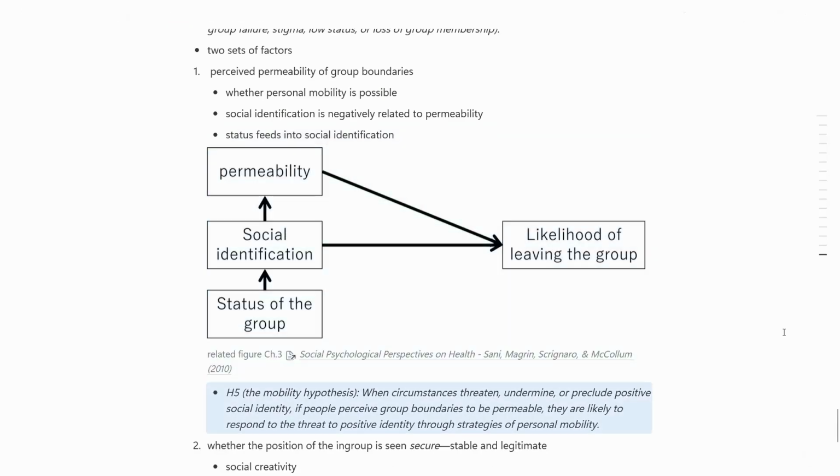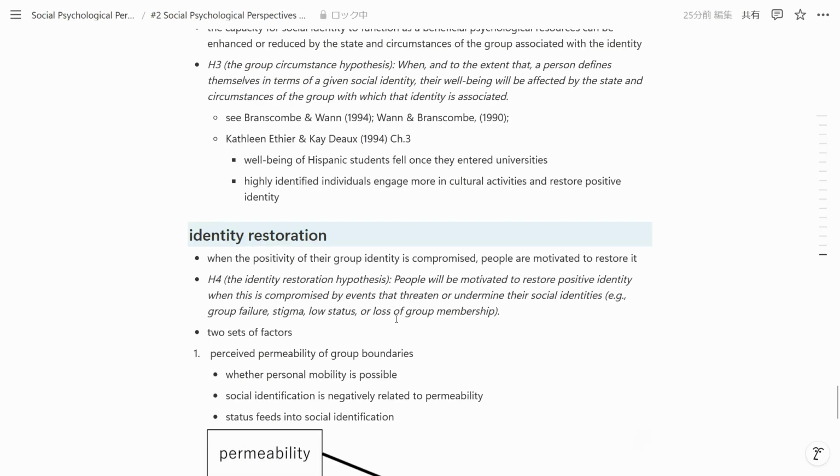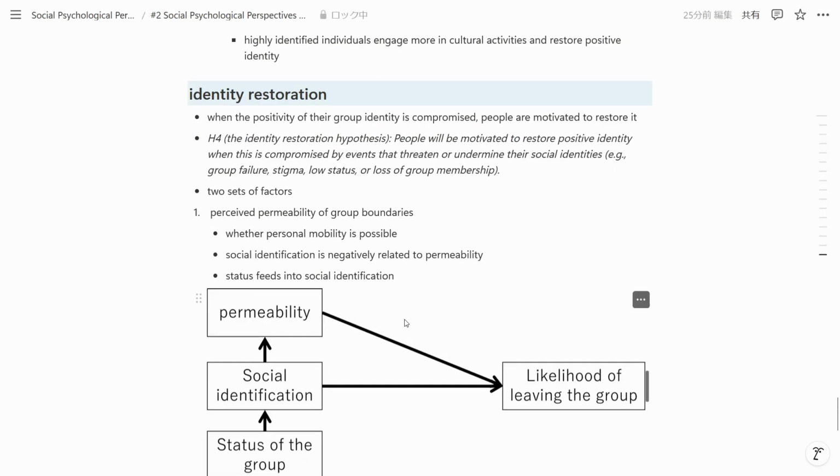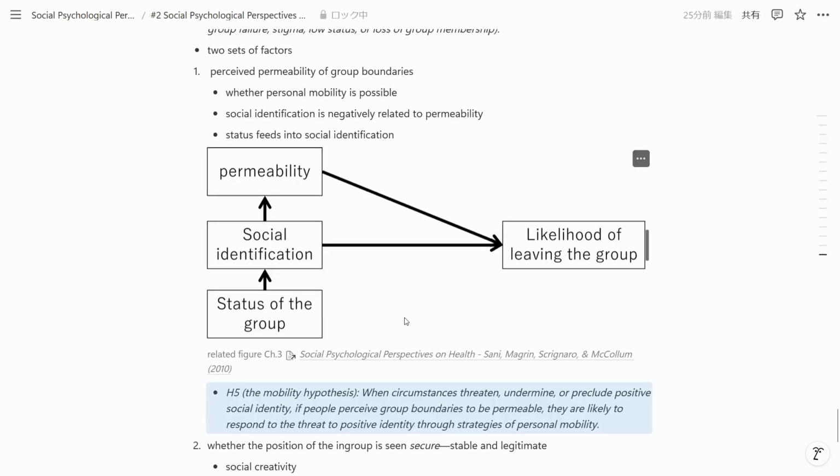Okay. So here is hypothesis 5, the mobility hypothesis. When circumstances threaten, undermine, or preclude positive social identity, if people perceive group boundaries to be permeable, meaning that they think it's easy to leave the group, they're likely to respond to the threat to positive identity through strategies of personal mobility. So this means that when the positive identity is compromised, they are not really trying to restore their group identity, but in order to restore their own personal identity, they decide to leave the group. Okay.